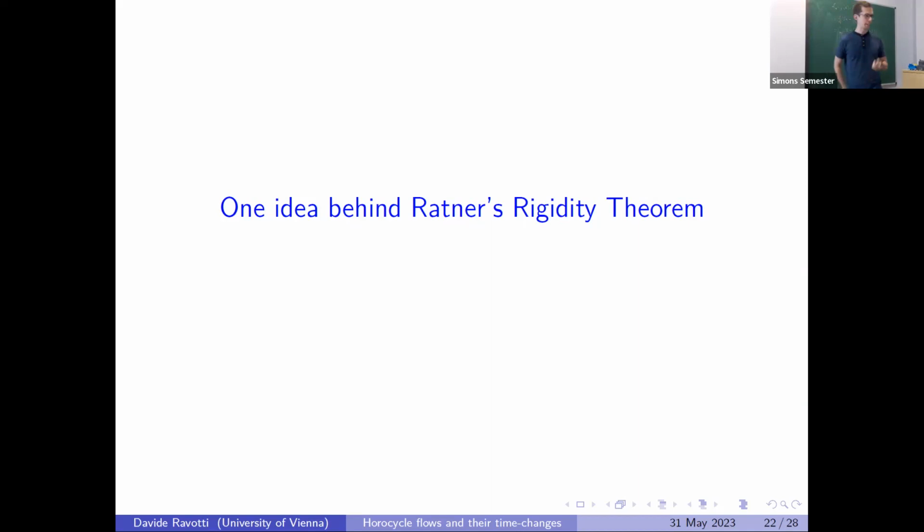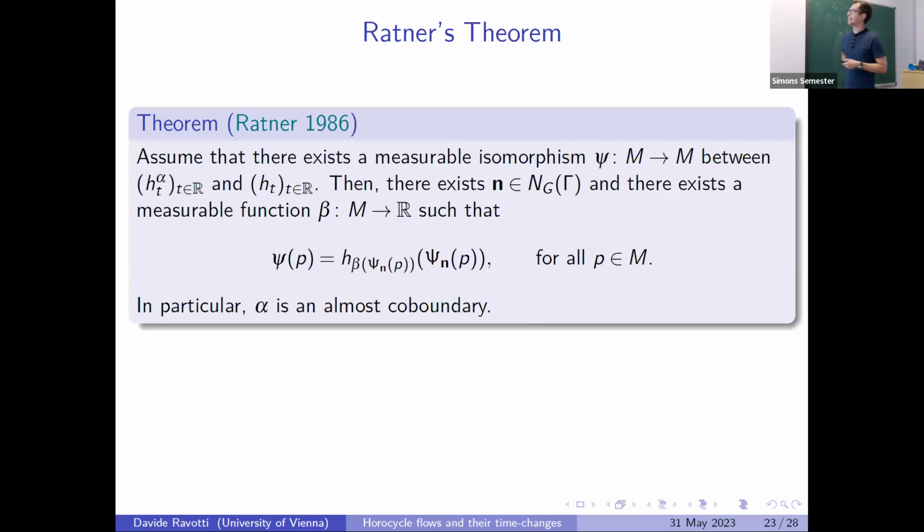Recall that the statement was saying: assume that you have a measurable isomorphism between the time change flow and the unperturbed flow. Then there exists some element G in the normalizer of gamma, such that the isomorphism psi was a composition of a push along the orbit with some function beta that is going to be measurable, composed with this algebraic map.